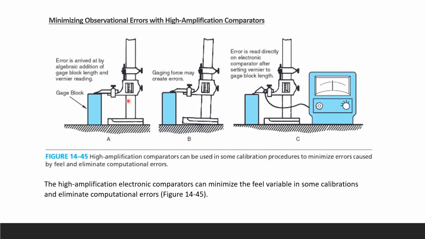You determine that's a vernier because you have a movable jaw right there, and that's just a standard fixed jaw. Gauging force may create errors. You have a gauging force, and it's kind of leaning a little bit because of too much force. The error is read directly on the electronic comparator after setting the vernier to gauge block length. We can use a high amplification comparator, connect it to the vernier, and then measure the part. In that way, we can get rid of the computational errors.